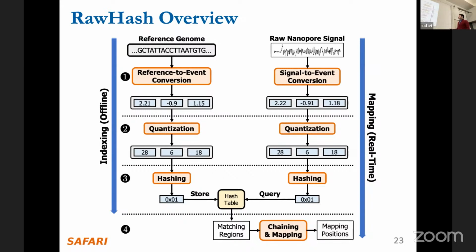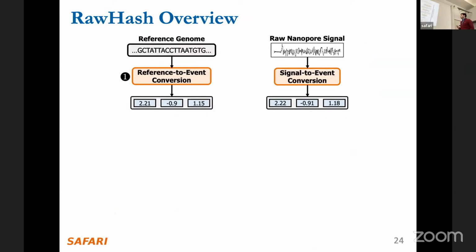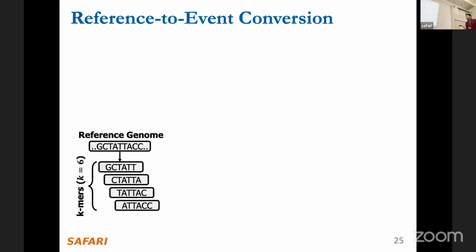The steps on the left are called indexing, and this is done just once per reference genome, and it can be done offline, not in real time. But the steps on the right are real time, because your signals coming from a sequencer are also generated in real time. So we need to be able to do all these steps on the right in real time. Let's cover each of these steps one by one.